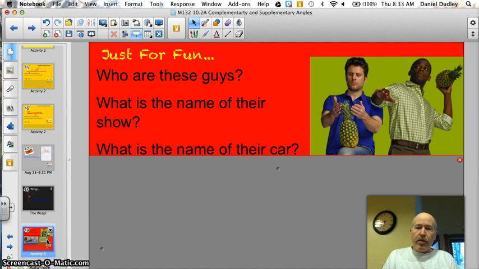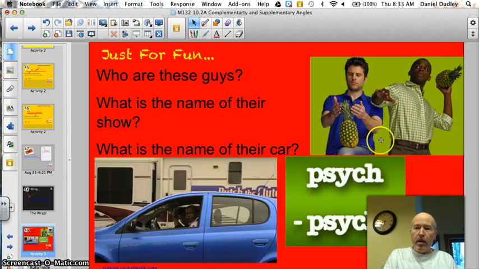Who are these guys? What's the name of the show and what's the name of their car? All right, first of all, they are Shaun White and Gus from the show Psych. It just had its last episode on last night while I was preparing this lesson, and their car is called the Blueberry. I think they were on for like 7 or 8 seasons. Pretty funny show, but they always give gifts of pineapple, and this guy pretends to be able to see the future, predict the future, be a psychic, but he's really not. He's just observant. But it's a really funny TV show. My kids enjoy it. I hear them chuckling down there.